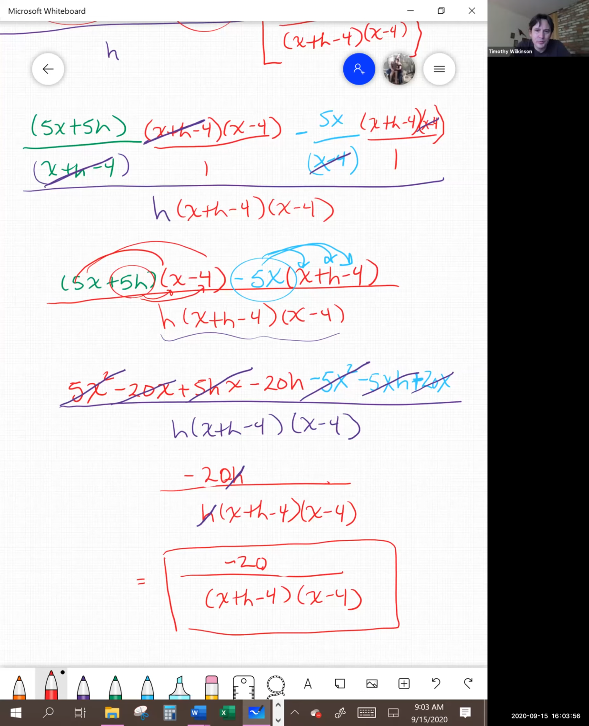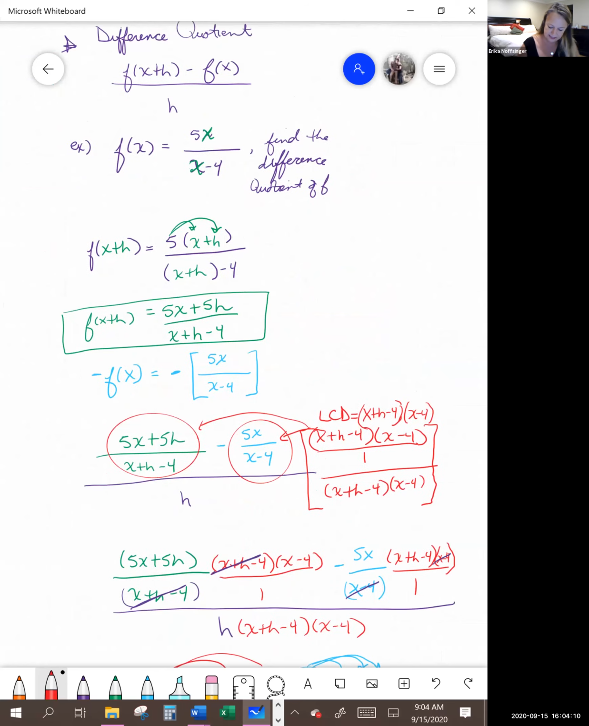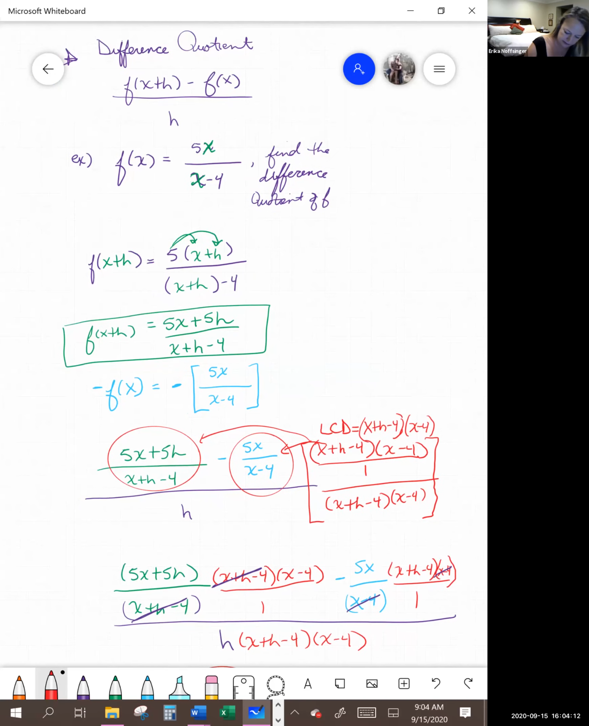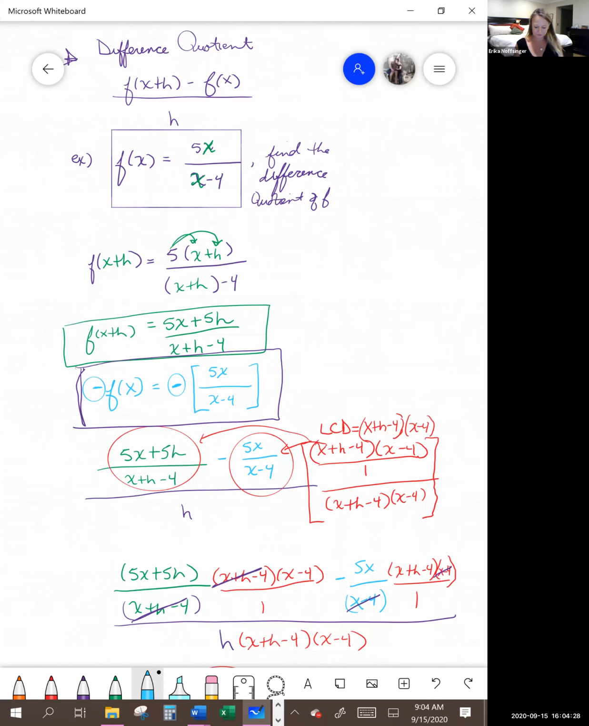Can you scroll back up and show me where you got the negative f of x value that's in light blue? Yeah. Our original equation was f of x is equal to this 5x all over x minus 4. And so basically this piece right here, this negative f of x, is all it's saying to do is put this negative in front of our function. Okay, I got it. Thank you.